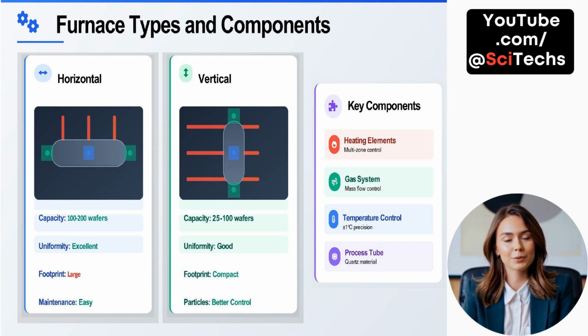Both furnace types rely on 4 critical components: heating elements with multi-zone control for thermal precision, gas systems to regulate mass flow and dopant delivery, advanced temperature control systems with plus or minus 1 degree Celsius accuracy, and quartz process tubes that maintain chemical stability at high temperatures. Understanding these components and furnace types helps ensure optimal performance, throughput, and quality in semiconductor manufacturing operations.